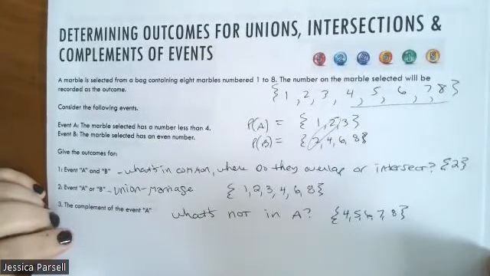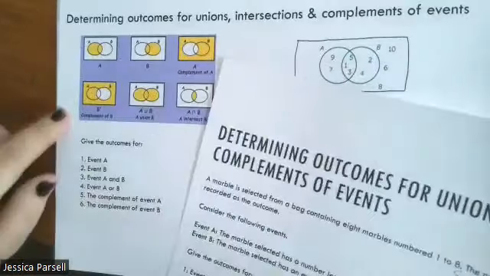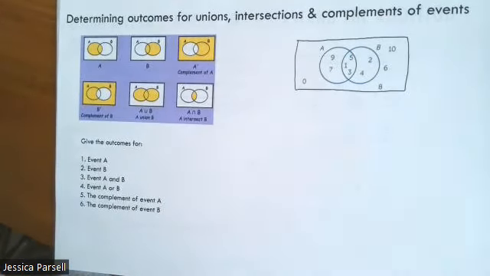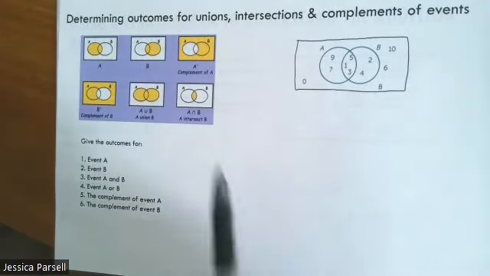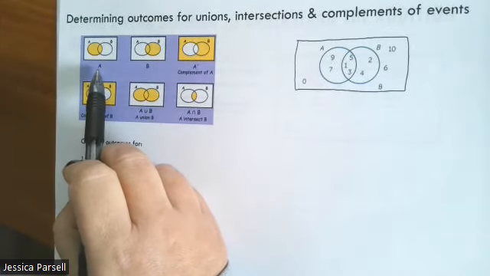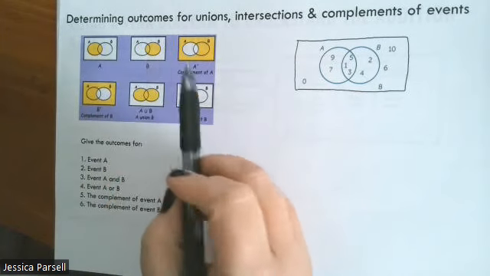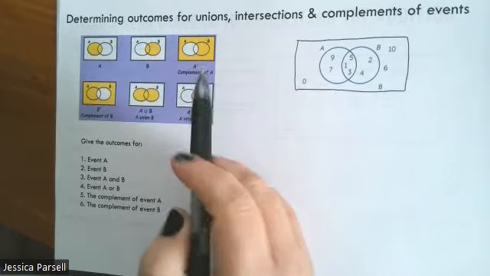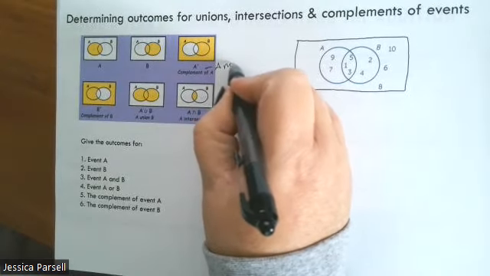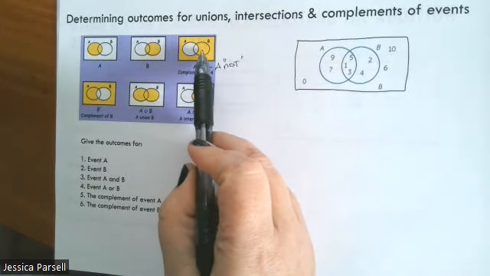Okay, this can be kind of confusing. So on the next slide, I tried to give you visual learners something to look at, like I'm a visual learner, that might help with what we're doing here. Determining outcomes for unions, intersections, and complements of events. Here's a visual of what's in set A, it's just what's highlighted. What's in set B is what's highlighted. What's A prime, or what's not in A? A naught would be everything outside of A.